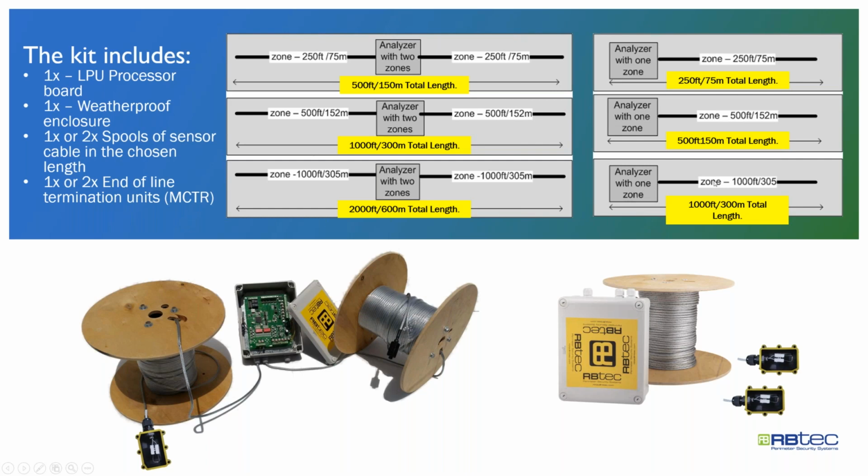Now, the system is quoted as a single zone or a 2 zone. Let me explain. When you buy a 1 zone system, you get the processor and the cable, but you can connect a 2nd zone to it if needed, with whatever length you need. So the processor is always a 2 zone processor. Whether you buy a 1 zone or a 2 zone system just depends on how many cables you're buying, 1 or 2 spools.